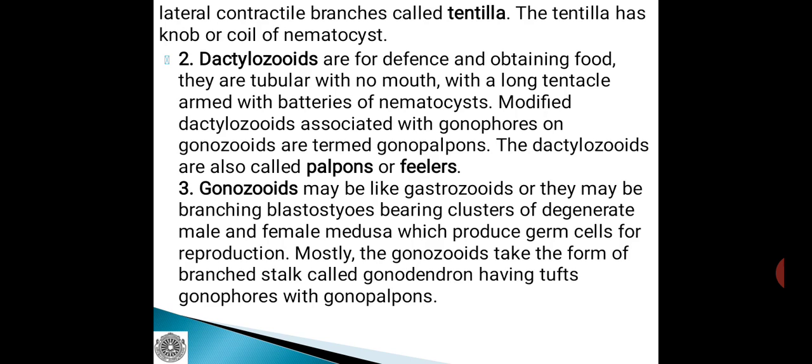The modified dactylozooids associated with gonophores on gonozooids are termed gonopalpons. The dactylozooids are also called palpons or feelers because they have long tentacles with several batteries of nematocysts. The third type of zooid will be gonozooids. The gonozooids may be like gastrozooids or they may be branching blastostyles bearing clusters of degenerate male and female medusae which produce germ cells for reproduction. Mostly the gonozooids take the form of a branched stalk called gonodendron having tufts of gonophores with gonopalpons.